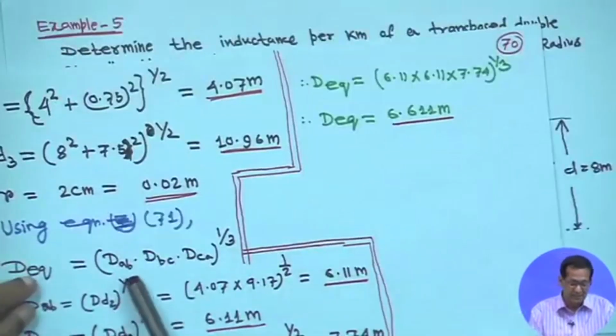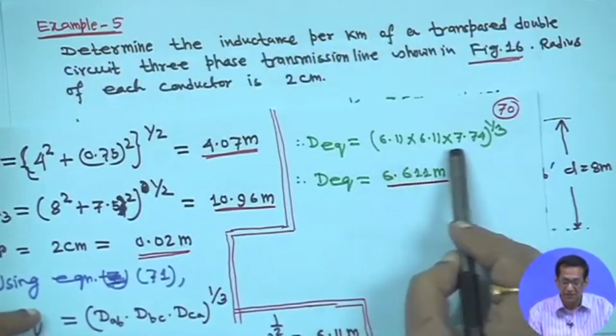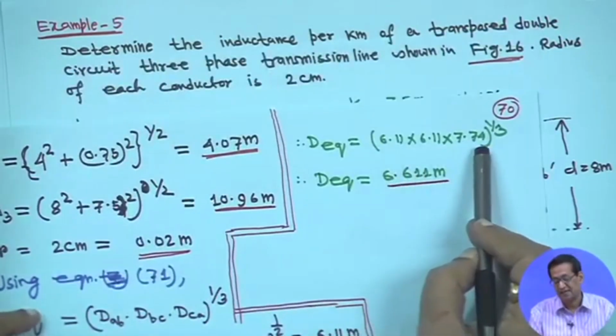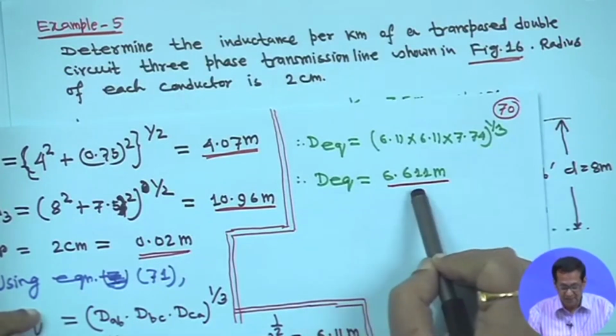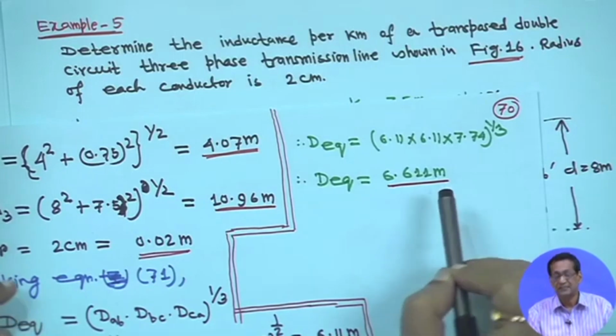Now, D_EQ is equal to (D_AB × D_BC × D_CA)^(1/3). So, substitute all these values AB, BC, CA, you will get D_EQ is equal to 6.611 meter, right, that is D_EQ.